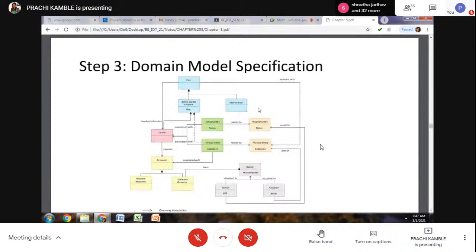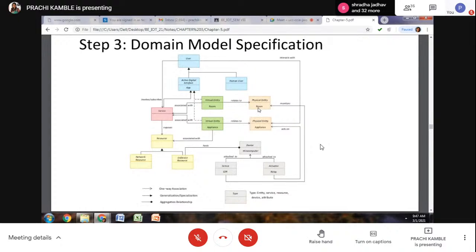Then the domain model specification. Here you can see the domain model specification. This diagram is visible to everyone.